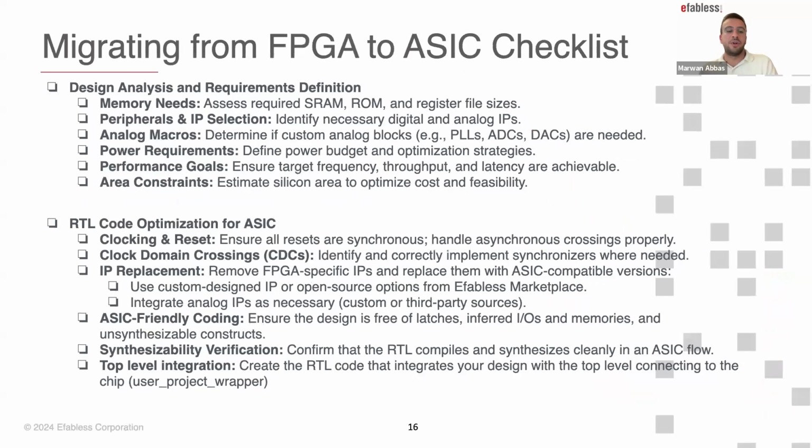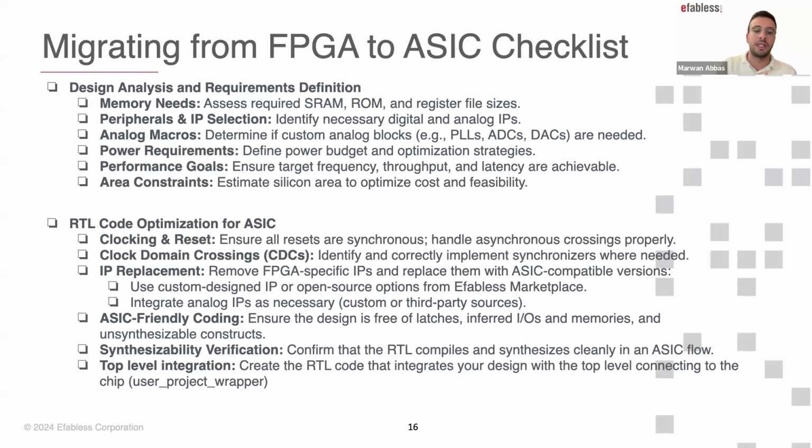So to make things easier for you when you're doing the transition from FPGA to ASIC, let's go over a checklist of things that you need to keep in mind while doing the transition. We'll start with the design and requirement planning. The first thing is to know how much memory you need. You need to check how much memory you need in your design in order to find the right IP for your memory, and see how many instances you need of that memory.